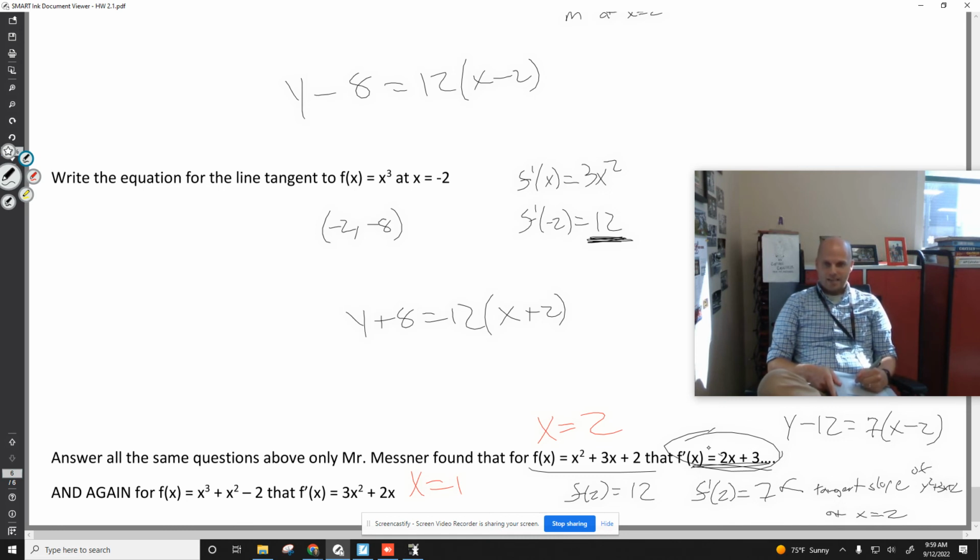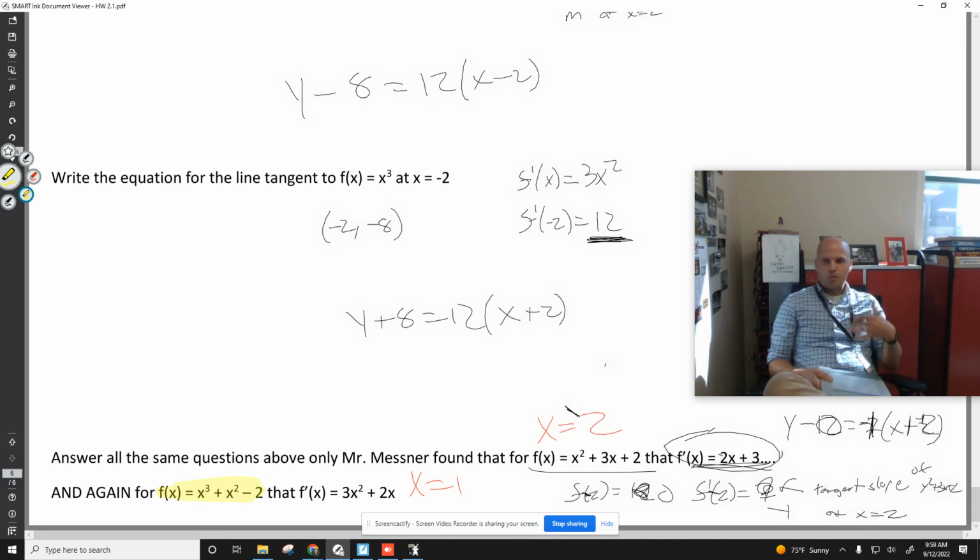Plug in -2. I get -4 plus 3, that's -1. So at x equals -2, the slope is -1. 4 plus, so that's it. That's the tangent slope, but I'm giving you the line. 4 plus -6 is -2, plus 2 is 0. We now have an equation, y minus 0 equals -1, x minus -2, which is the same as plus positive 2.